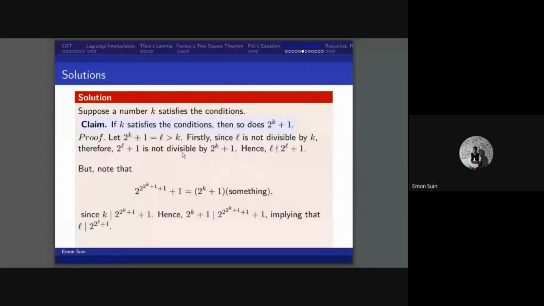That means 2^k plus 1 divides 2^(2^(2^k+1)) plus 1, implying that L divides 2^(2^L) plus 1. So up till now, is it clear?